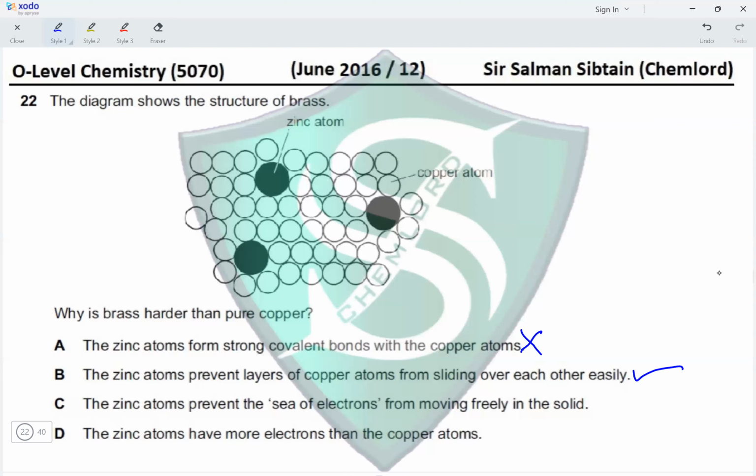Next, the zinc atoms prevent the sea of electrons from moving freely in the solid. No, they have a different size. They themselves will have a sea of delocalized electrons present because zinc is a metal. And last one, the zinc atoms have more electrons than the copper atoms. No, this isn't correct as well. So the correct option for this question is option B.